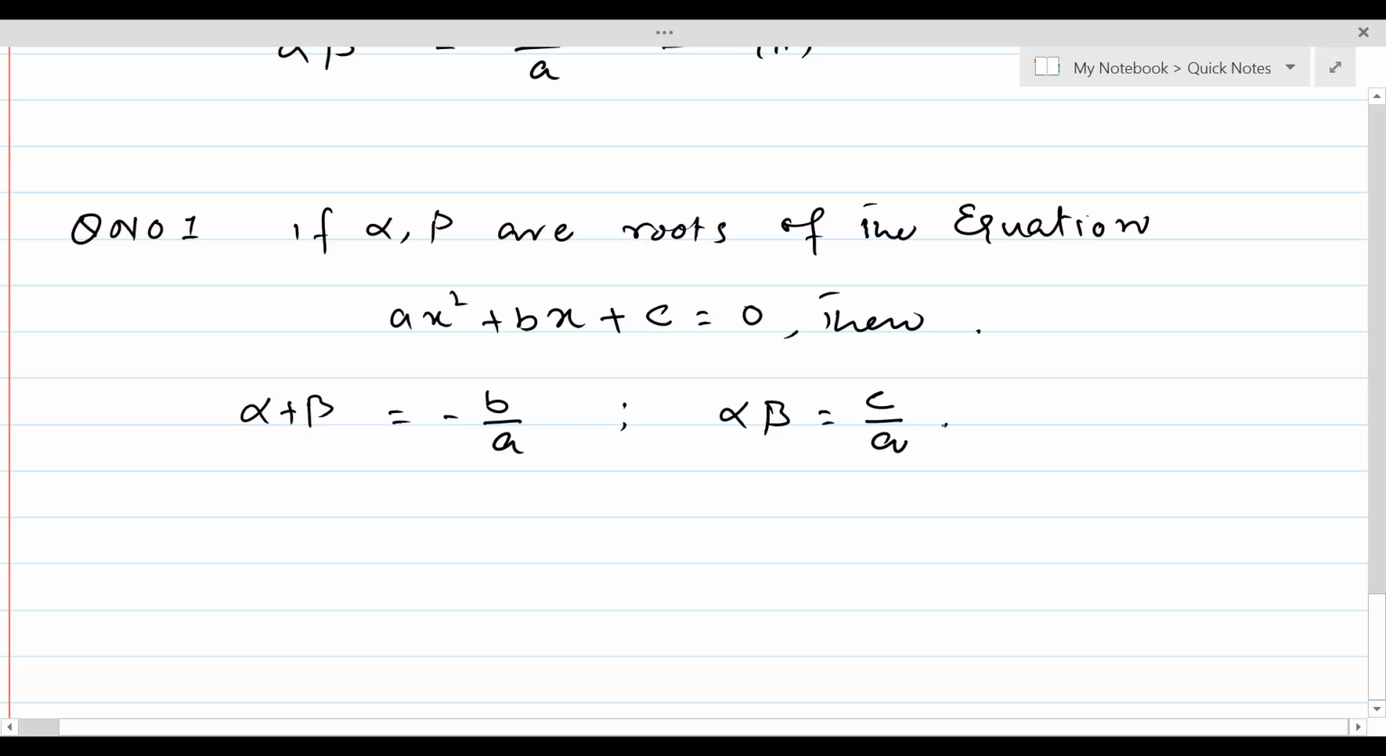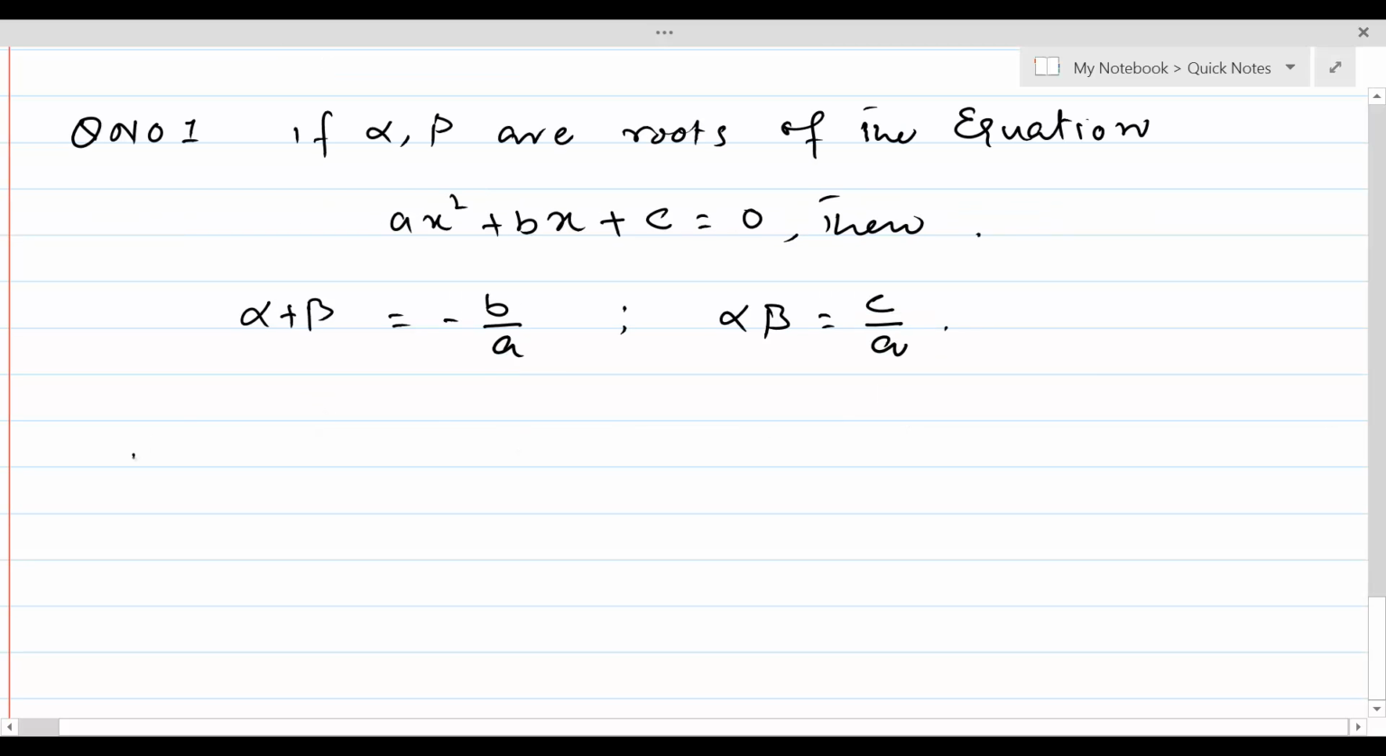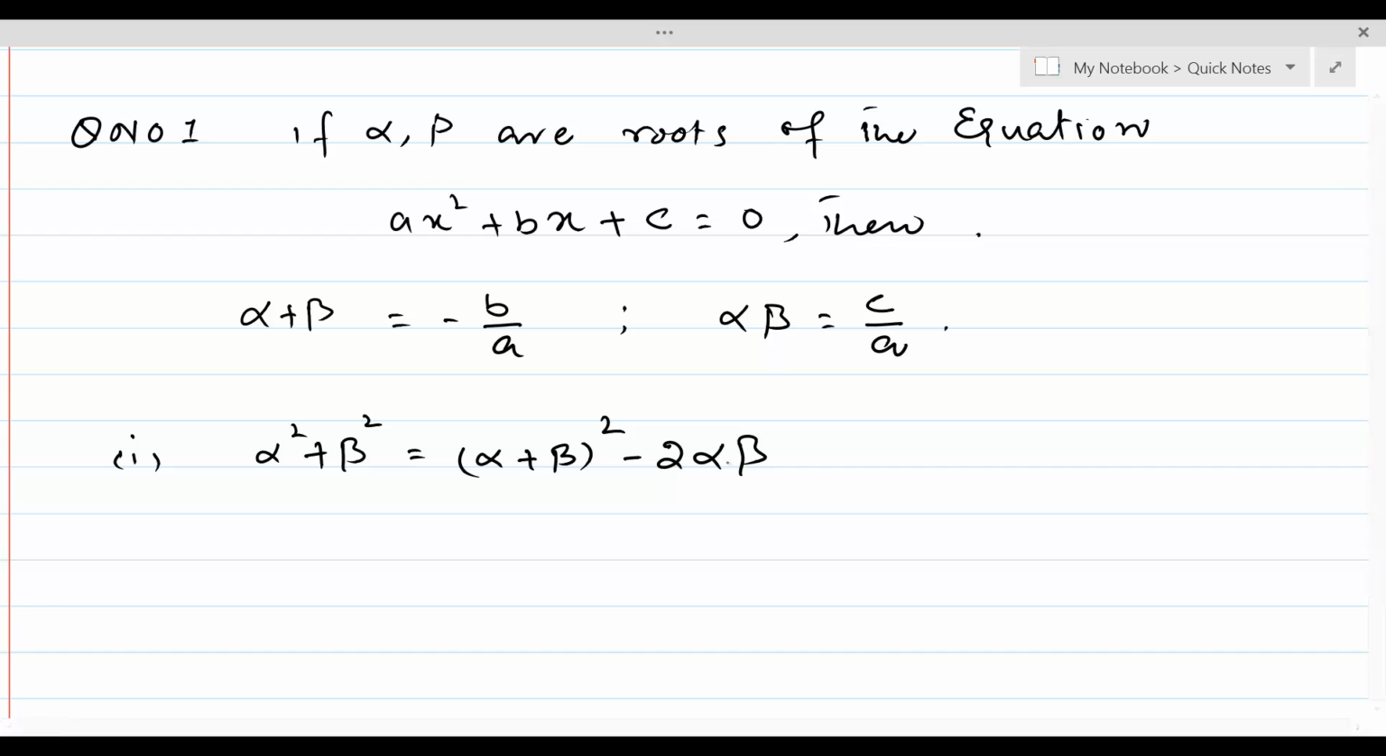And we want to find out the value for alpha square plus beta square. Interesting. Alpha square plus beta square can be written, if you remember the formulas for algebra correctly, as alpha plus beta whole square minus 2 alpha beta. We just write alpha square plus beta square in terms of the sum of roots and the product of roots, alpha beta.